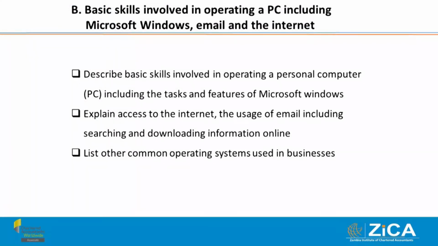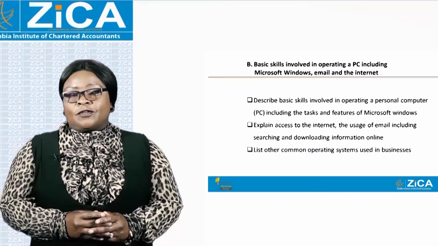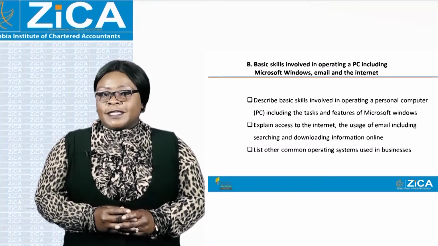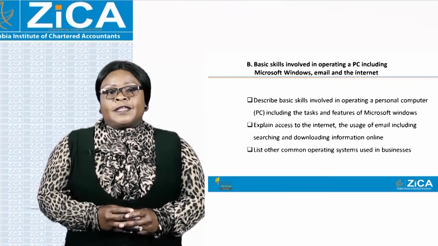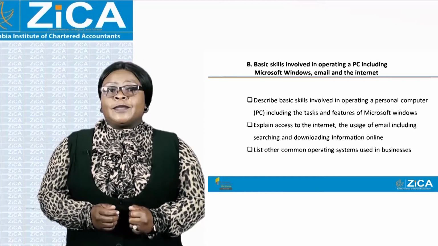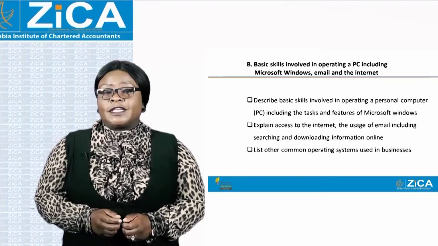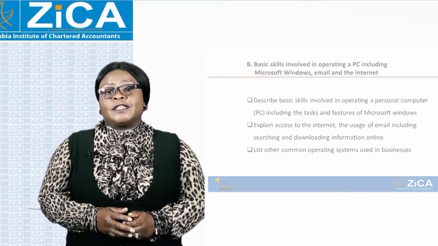The basic skills involved in operating a computer include Microsoft Windows, email, and the internet. You need to describe the basic skills involved in operating a computer, including the tasks and features of Microsoft Windows. You need to explain access to the internet, the usage of email, including searching and downloading information online, listing other common operating systems used in businesses.